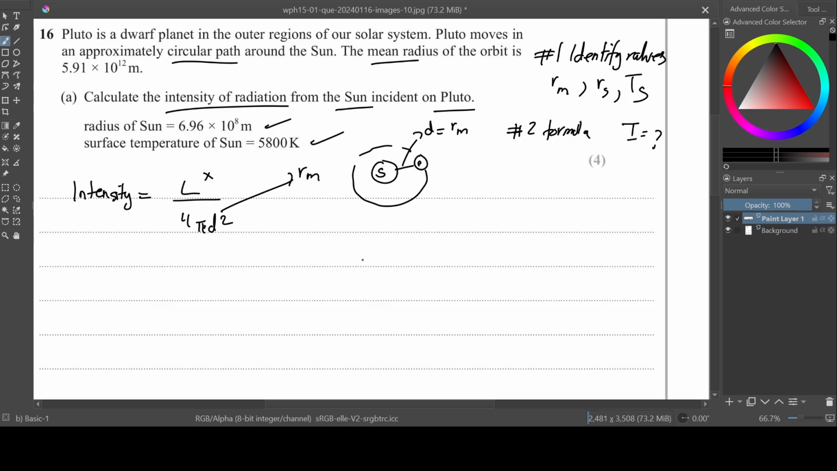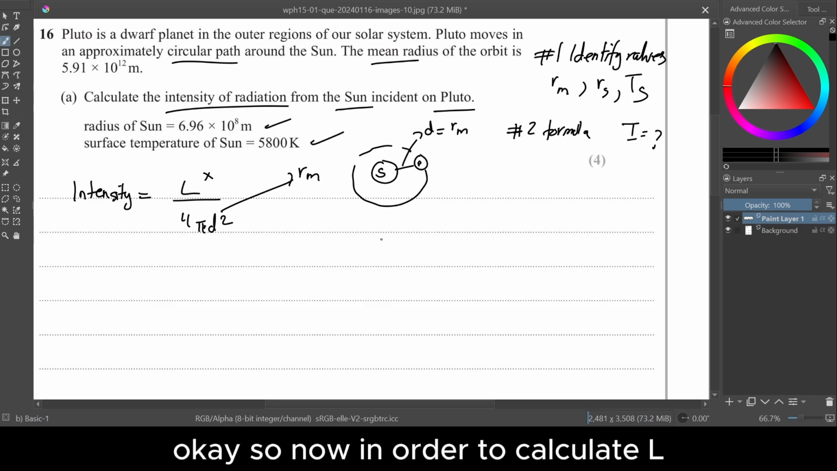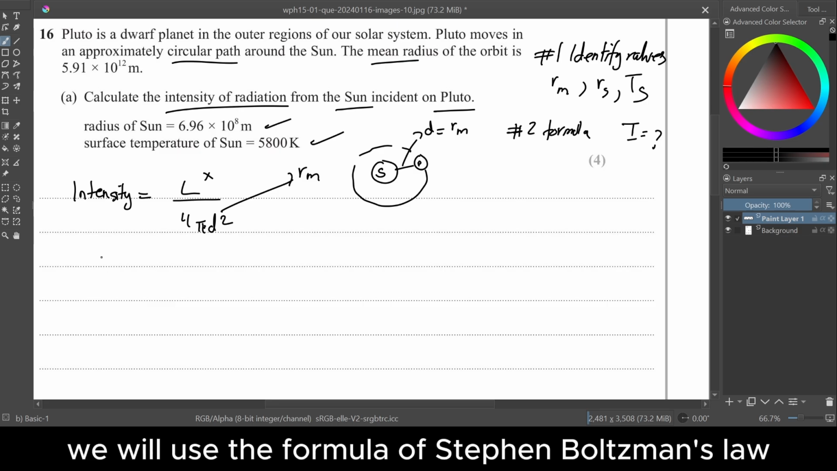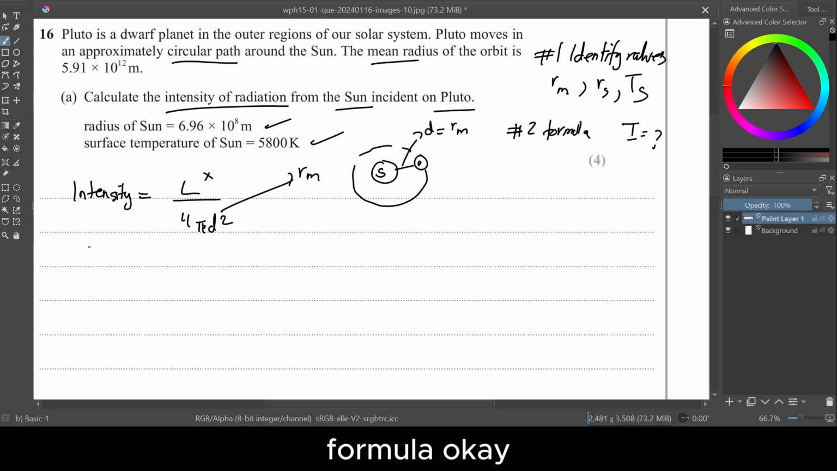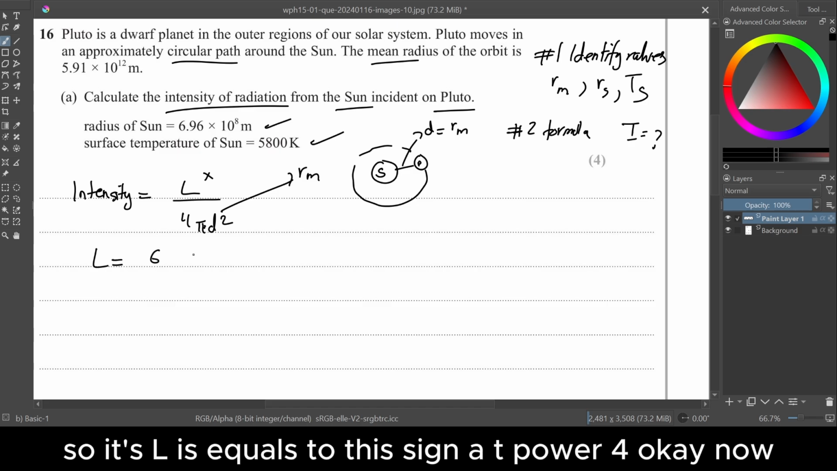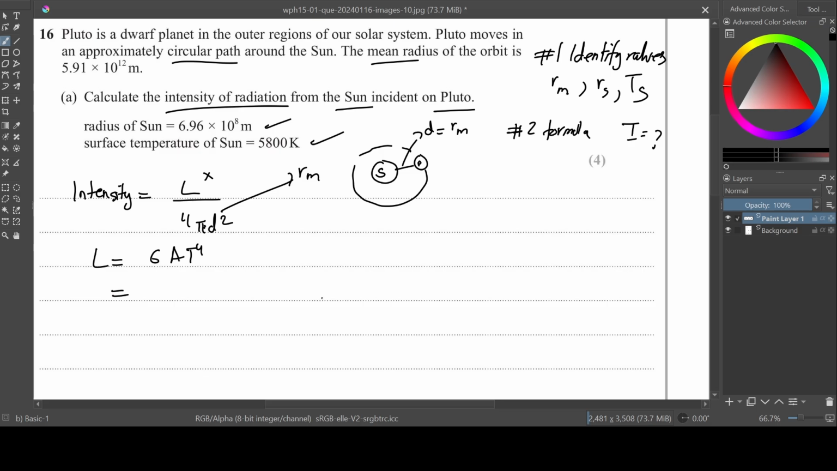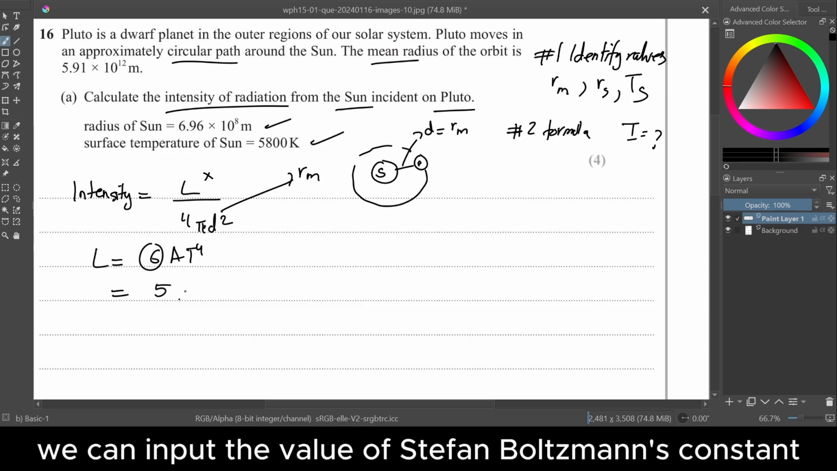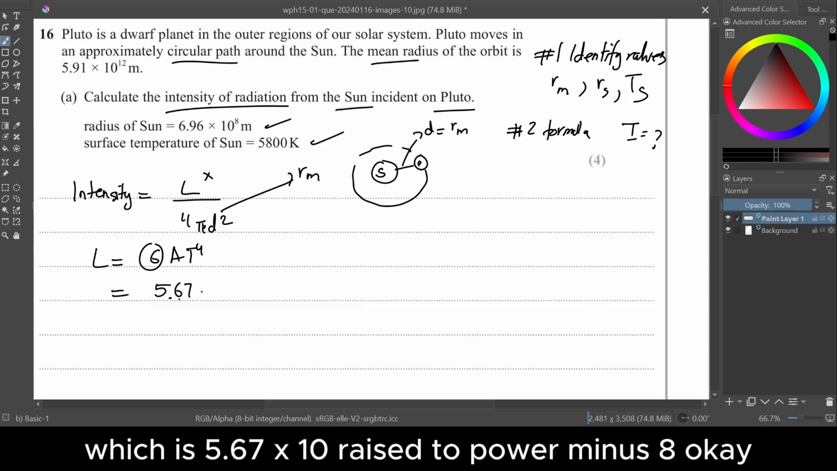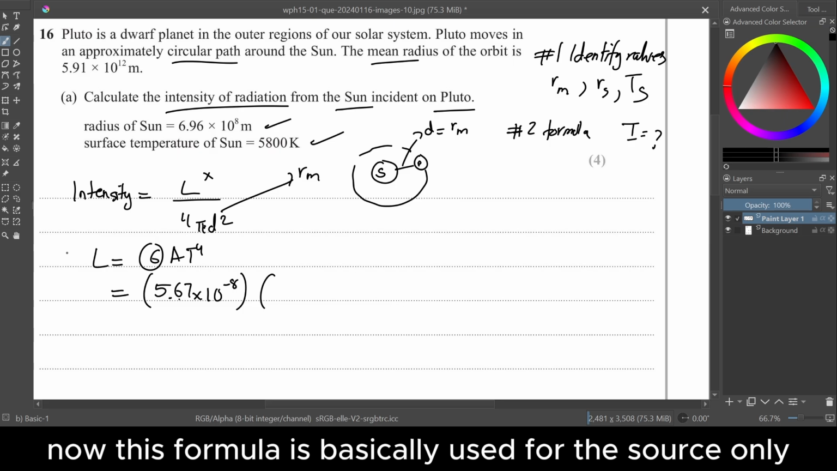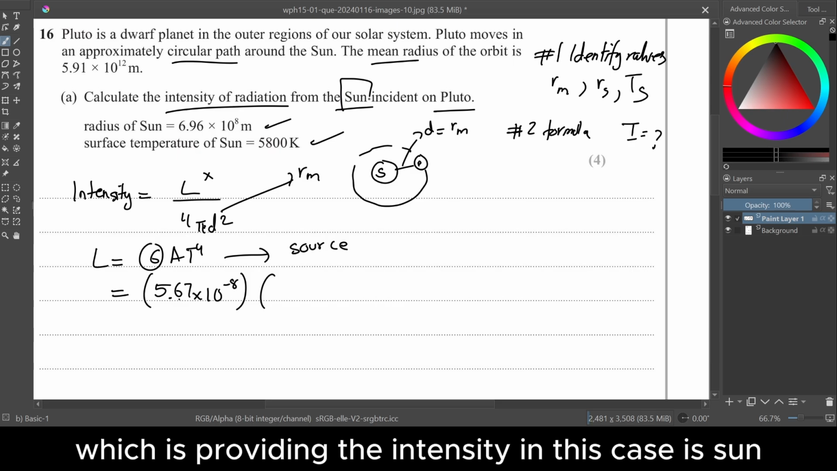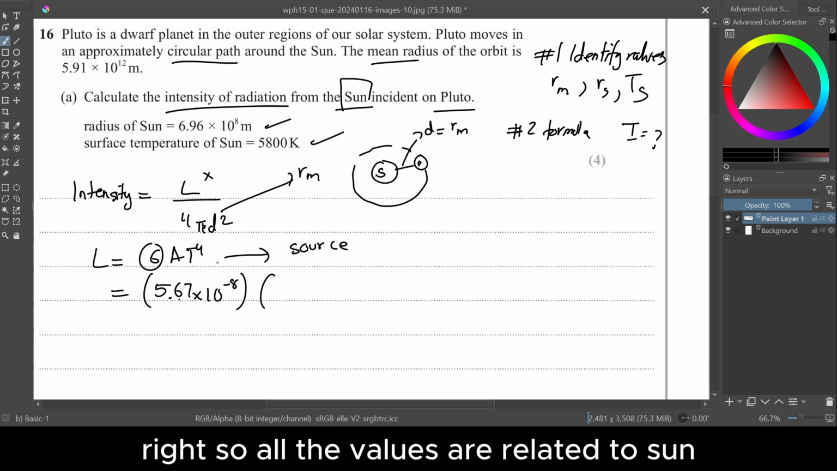Now in order to calculate L, we will use Stefan-Boltzmann's law formula. L is equal to sigma A T to the power 4. Sigma is the constant, so we can input the value of Stefan-Boltzmann's constant, which is 5.67 times 10 raised to the power minus 8. Then you need to find the area. This formula is used for the source only, which is providing the intensity. In this case it is the sun, so all the values are related to the sun.